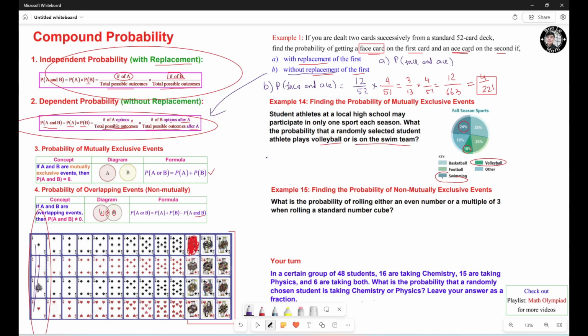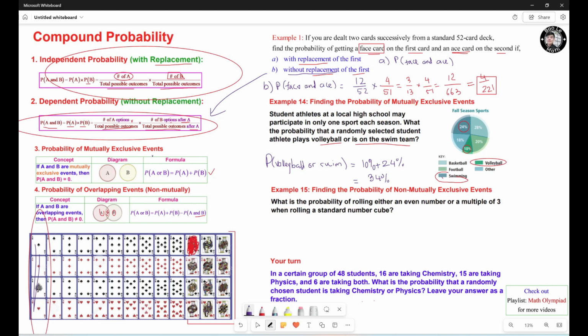So probability of volleyball or swim team equals 10% plus 24%, and it's going to be 34%.